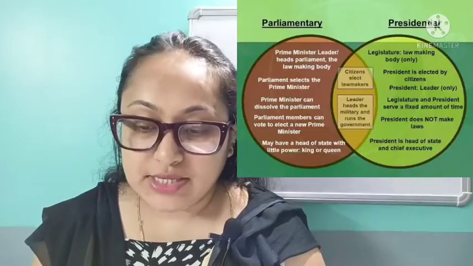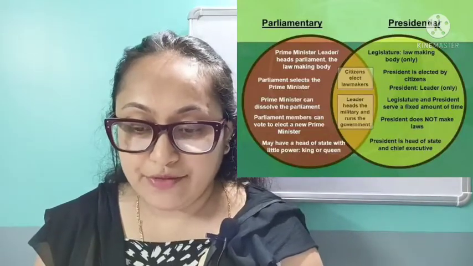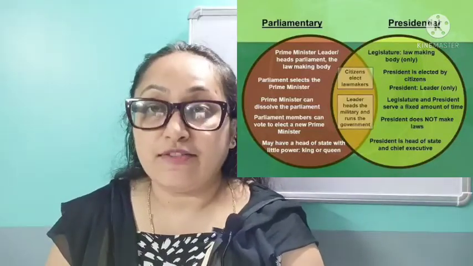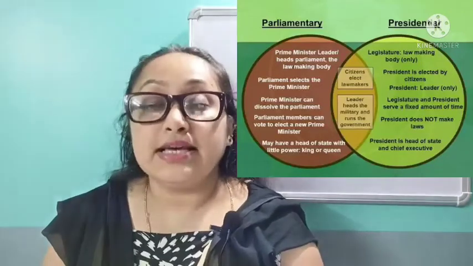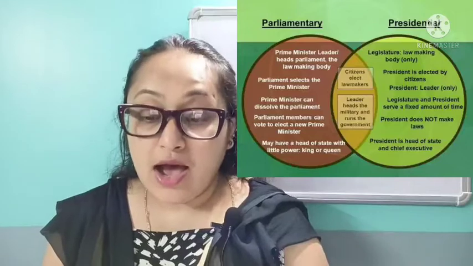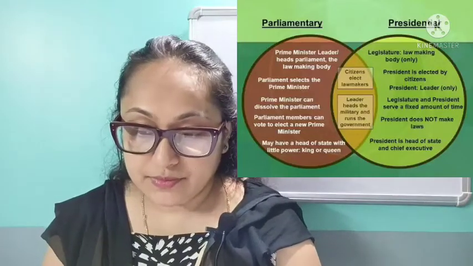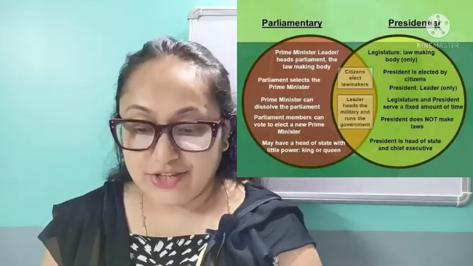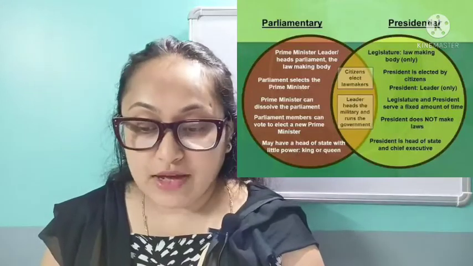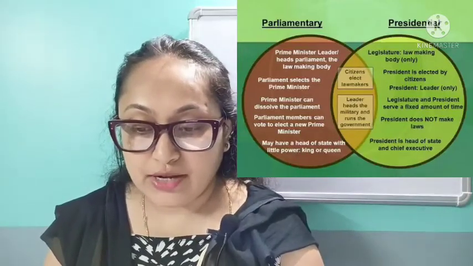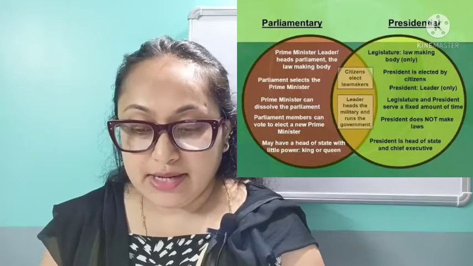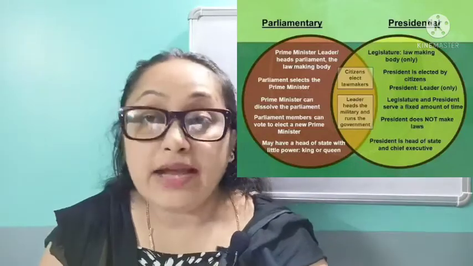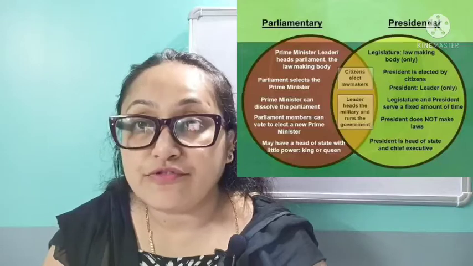Also, in the parliamentary system, the head of the state is separate from the head of the government. Now let us know who the head of government is. The head of the government is elected on the basis of the number of members the political parties have in the legislature. How is the head of the government elected? The head of the government is elected by the members of the legislature.